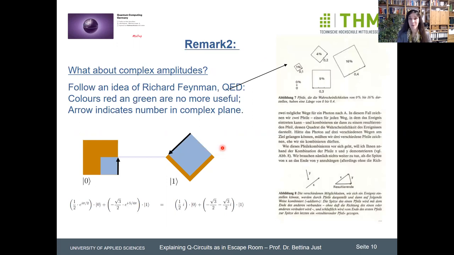Remark 2, what about complex amplitudes? Following an idea of Richard Feynman in his wonderful work, Quantum Electrodynamics, we indicate complex numbers as arrows in the complex plane, and the addition is the addition, and we write the corresponding square at the counterclockwise to the arrow. So this is how it looks like. In this talk, I will not go too much into complex amplitudes because the topic of the talk is the method of visualizing. But it is possible also for complex amplitudes like that.